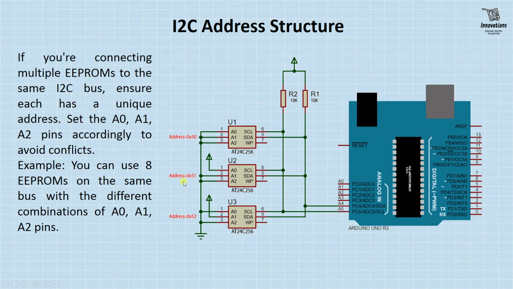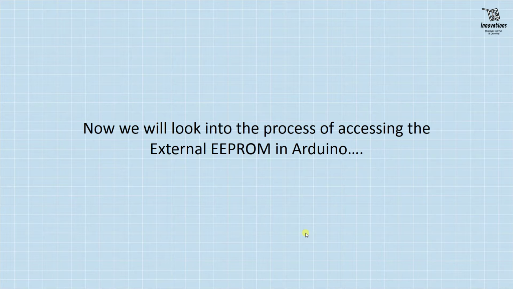and 2 and 3 to ground, so its address becomes 0x51. And the next one has pin A1 connected to positive supply, and pin 1 and pin 3 grounded, so its address becomes 0x52. In this way we can use up to 8 I2C modules with an Arduino. Now we will look into the process of accessing the external EEPROM in Arduino.